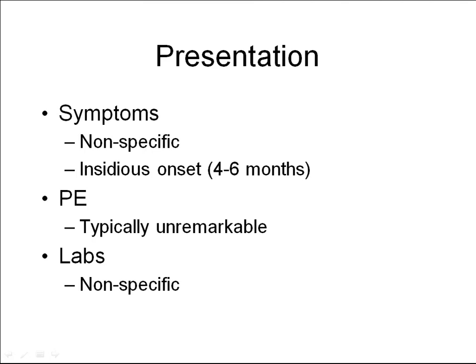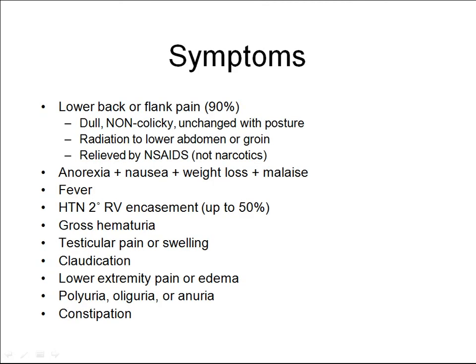Presentation of RPF is typically nonspecific symptoms which present 4 to 6 months prior. The physical examination is typically unremarkable, and the lab findings are nonspecific. Lower back and flank pain are the most common presentation, with 90% of patients reporting the symptom. Interestingly, the lower back and flank pain is typically non-colicky and unchanged with posture, with radiation to the lower abdomen and groin, and it's relieved by NSAIDs.